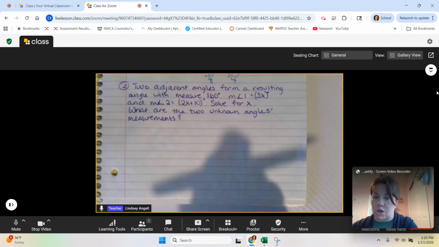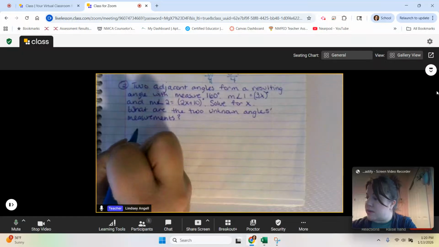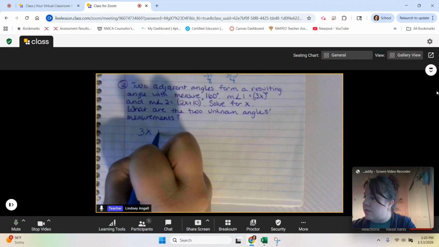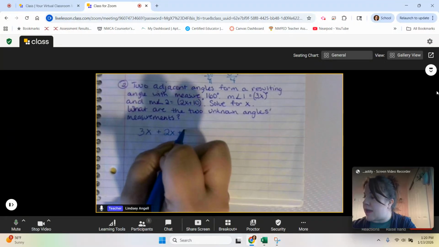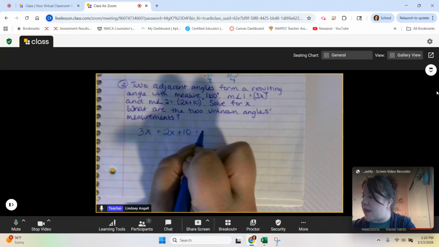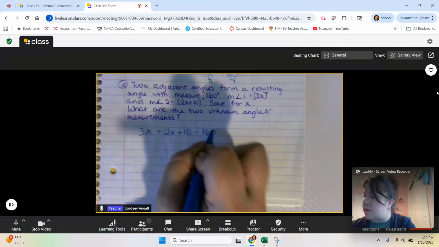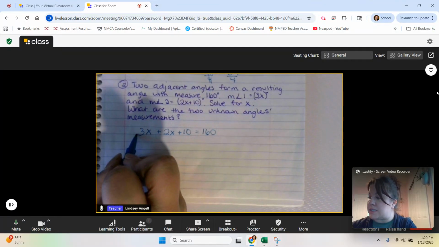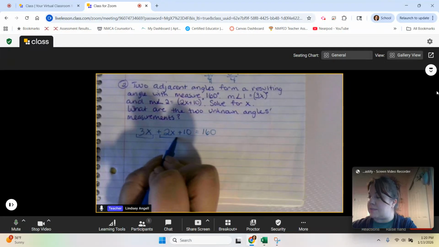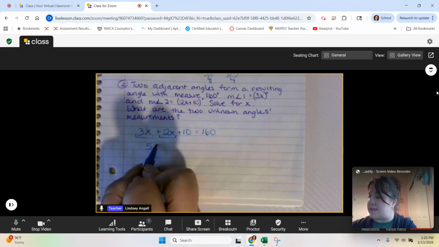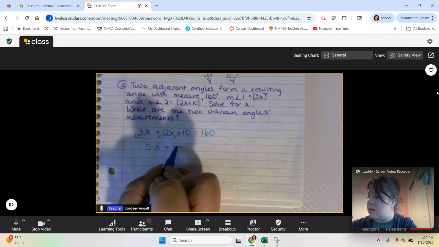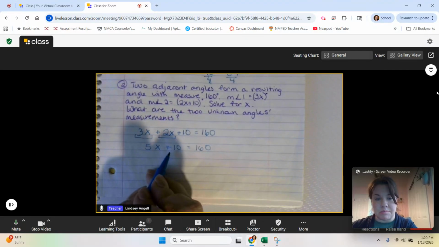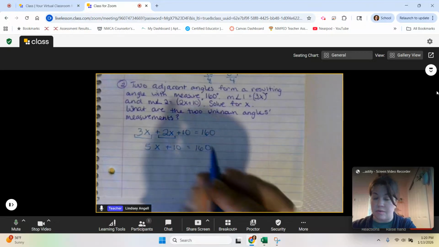Okay, so we've got two angles. We've got one that's equal to 3x, and then we're adding that to one that has 2x plus 10, and all of that combined equals 160. Once again, we're going to combine like terms. We've got 3x plus 2x, that gives us 5x plus 10. There's nothing to combine with this one, so now we can just solve.